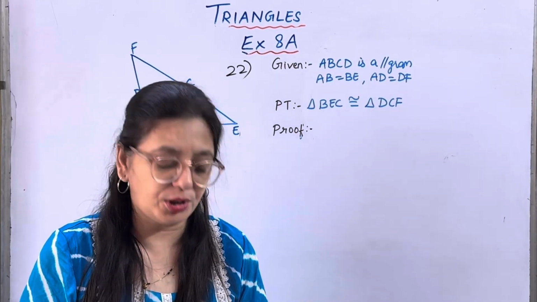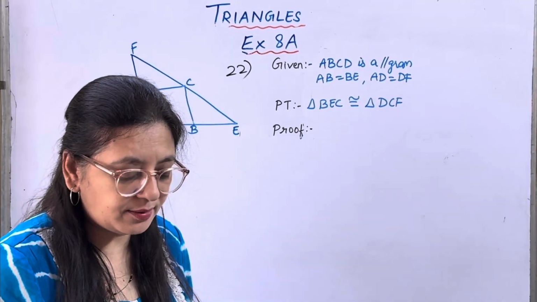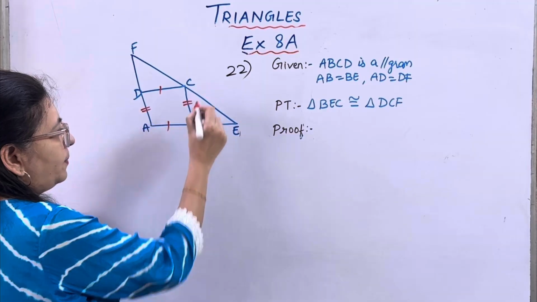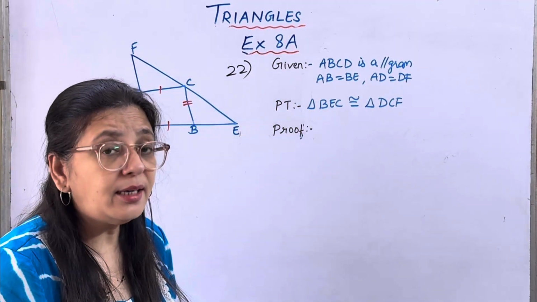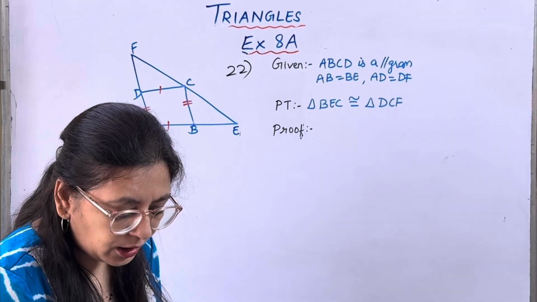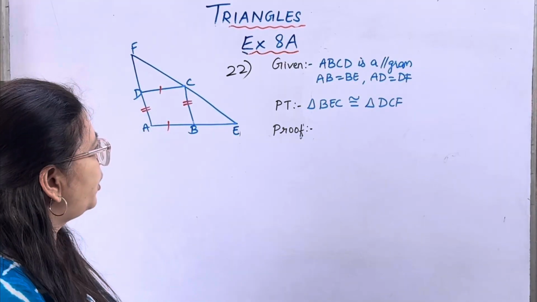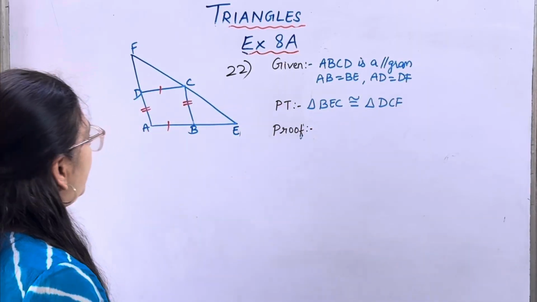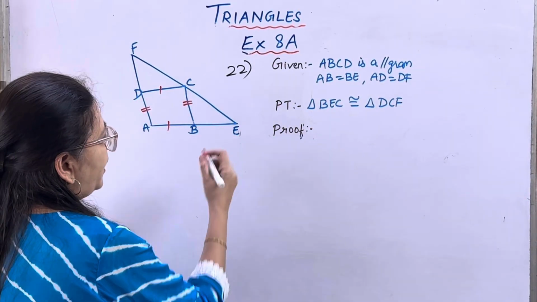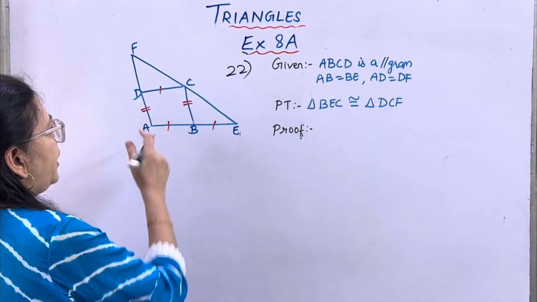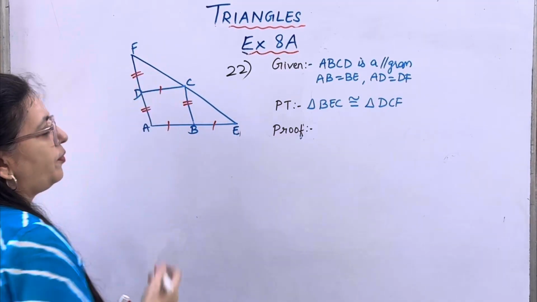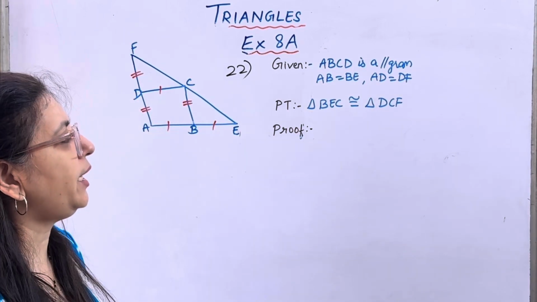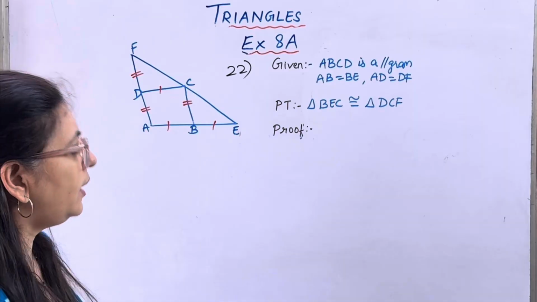Yes kids, let's do question number 22. ABCD is a parallelogram. Parallelogram means opposite sides are equal, and they are parallel. Now the sides AB and AD are produced to E and F respectively such that AB is equal to BE and AD is equal to DF. Come on. You have to prove that triangle BEC is congruent to triangle DCF.